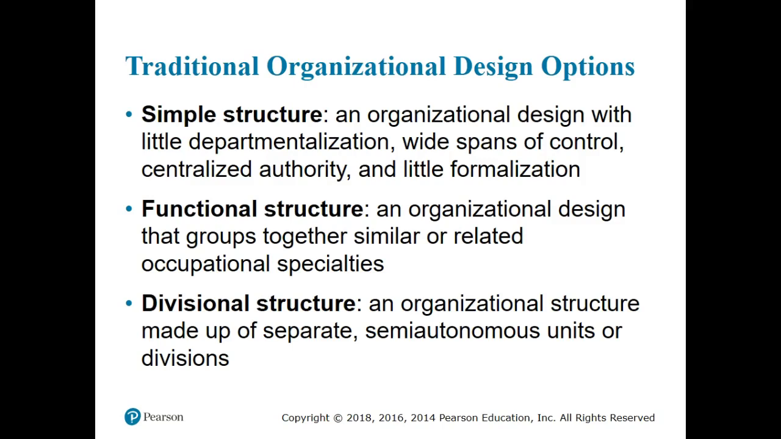And then a functional structure is an organizational design that groups similar or related occupational specialties together. So you can think of this structure as a functional departmentalization applied to the entire organization. And then the divisional structure is an organizational structure made up of separate business units or divisions. Now, in this structure, each division has limited autonomy with a division manager who has authority over his or her unit and is responsible for performance. A central corporate office acts as an external overseer to coordinate and control the various divisions, and often provides support services such as financial and legal.